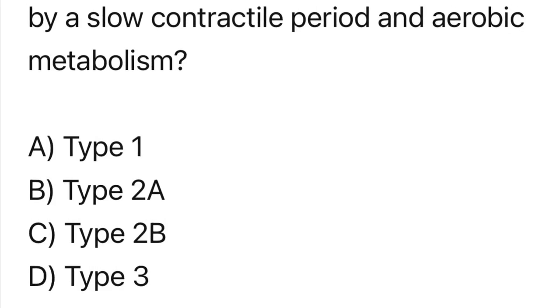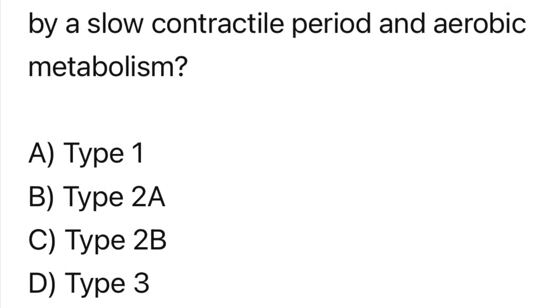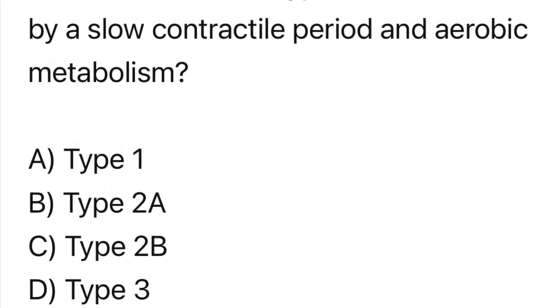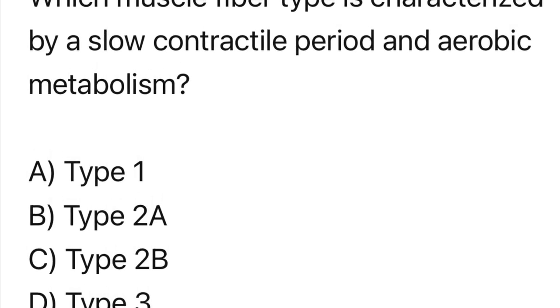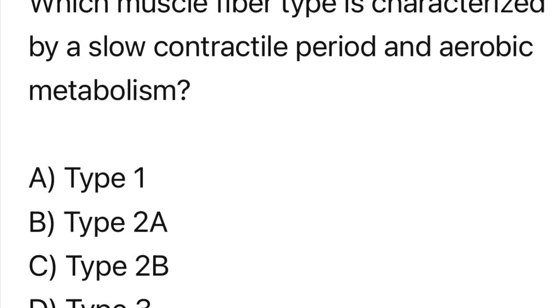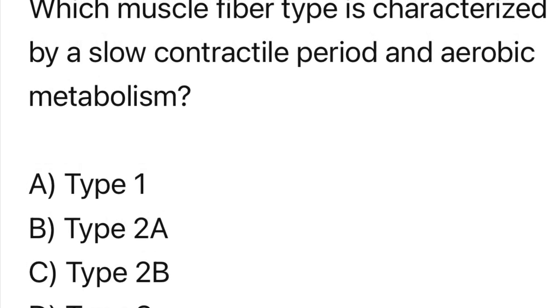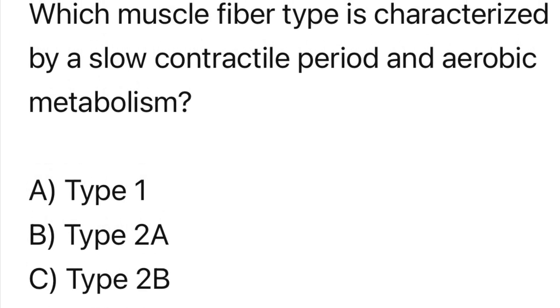Which muscle fiber is characterized by slow contractile period and aerobic metabolism? Options are A, type 1; B, type 2A; C, type 2B; and D, type 3. The answer to this question is type 1.